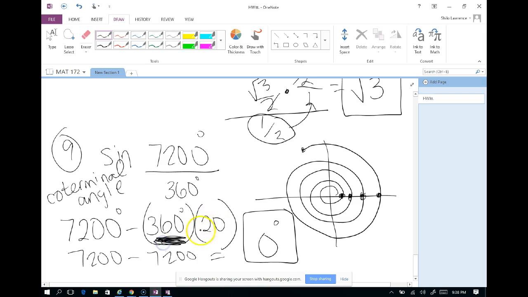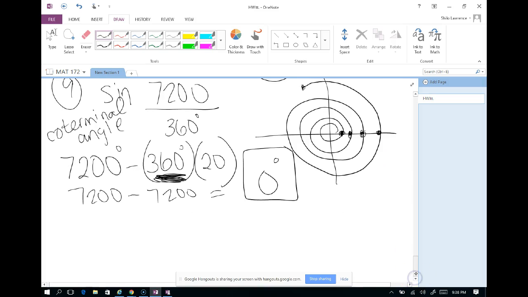After I took off 20 full loops around the plane, I'm left with nothing. That means we're going to circle around the plane 20 times and then stop at 0. So the reference angle is 0. And we want to know the sine of 0.